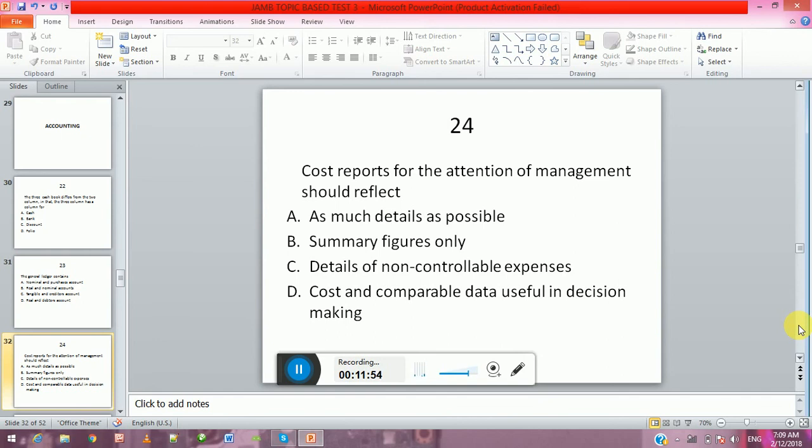Cost reports for the attention of the management should reflect A. As much details as possible, B. Summary figures only, C. Details of non-controllable expenses, D. Cost and comparable data useful in decision making.